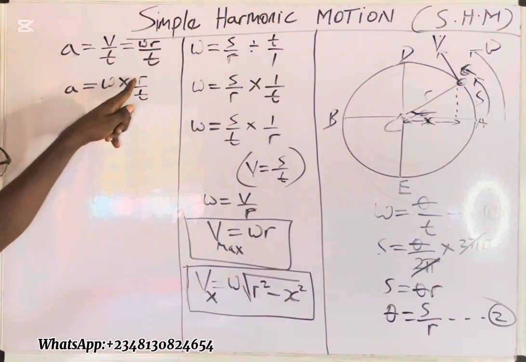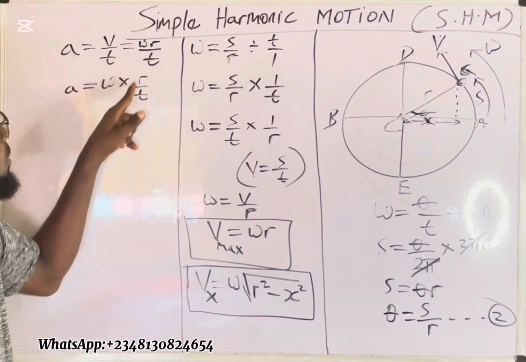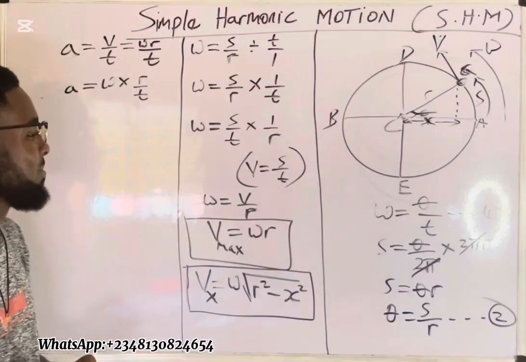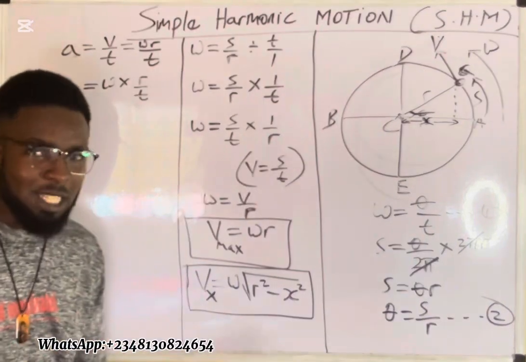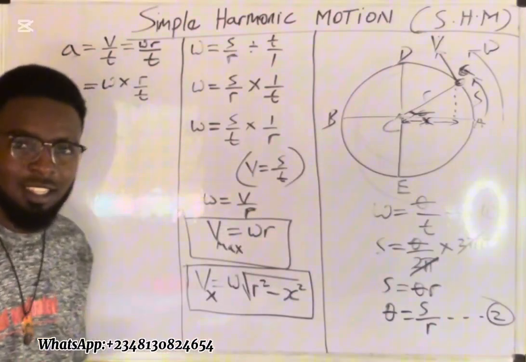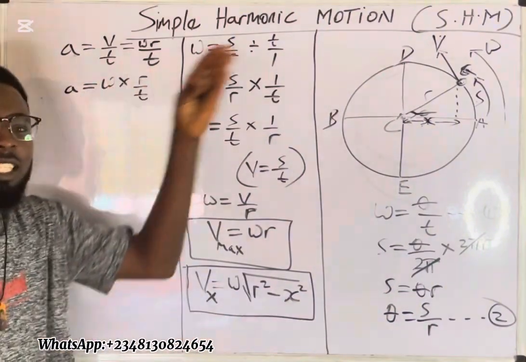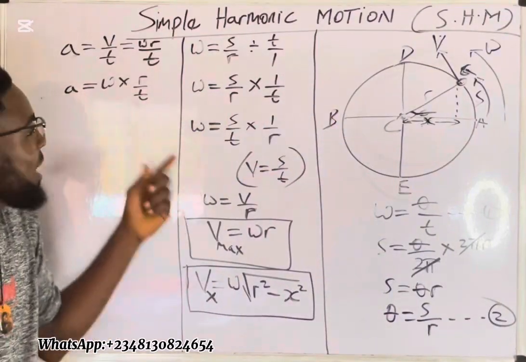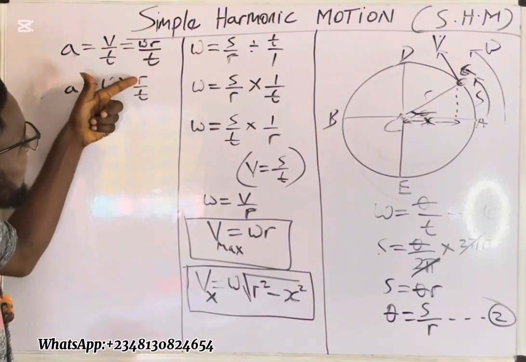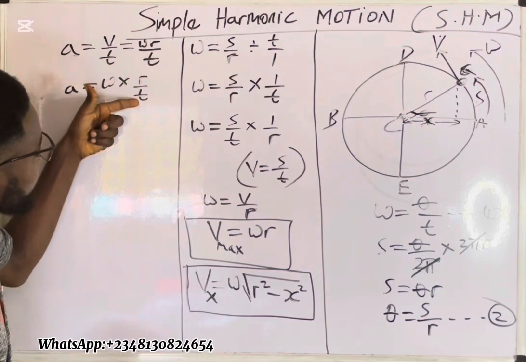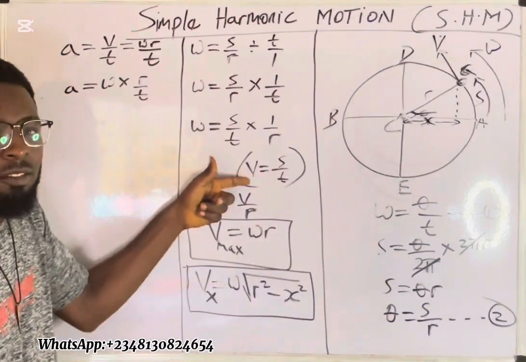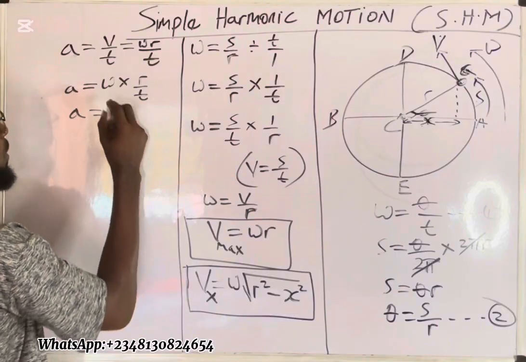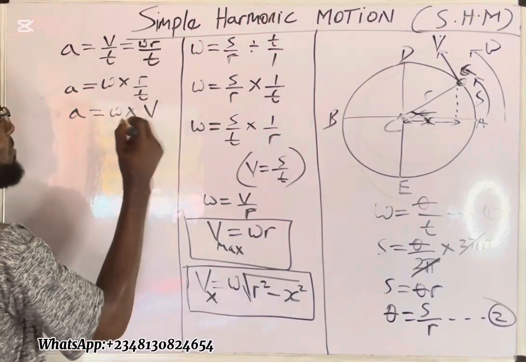And you see this, radius over time. Radius over time is the same thing as displacement over time. Displacement is a straight line distance. Radius is also a straight line distance. So therefore, a straight line distance divided by time is velocity. So therefore, acceleration is equal to omega times the velocity.